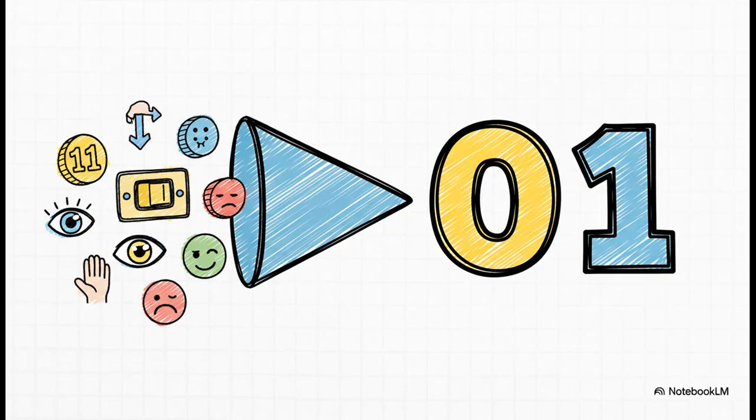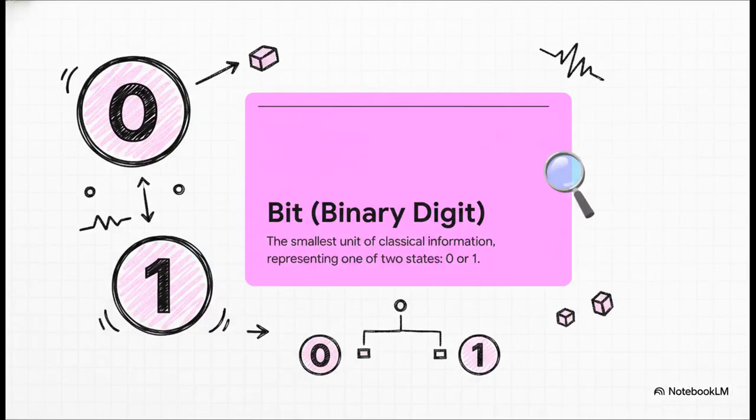Okay, so we've got heads and tails, on and off, pits and lands. To make sense of all of this, we need a universal language. So what we do is we abstract it. Instead of all those different physical descriptions, we just use 2 simple symbols, 0 and 1. And that finally brings us to the official name for this idea. It's called a bit, which is just short for binary digit. This is it, the smallest possible piece of classical information, and its value can only ever be one of 2 things, a 0 or a 1.